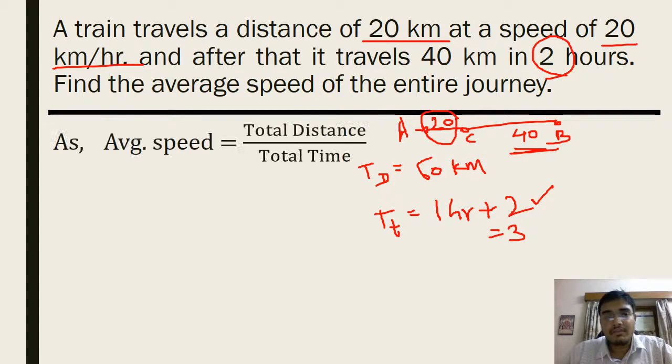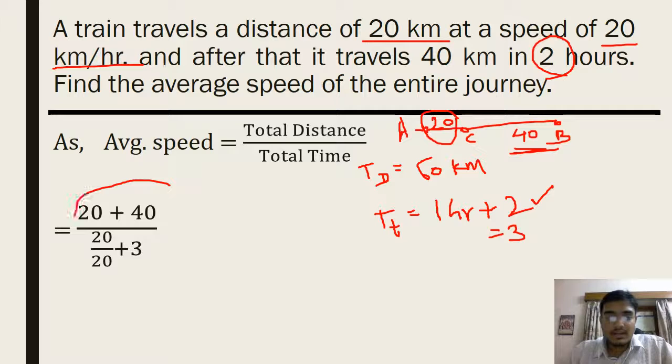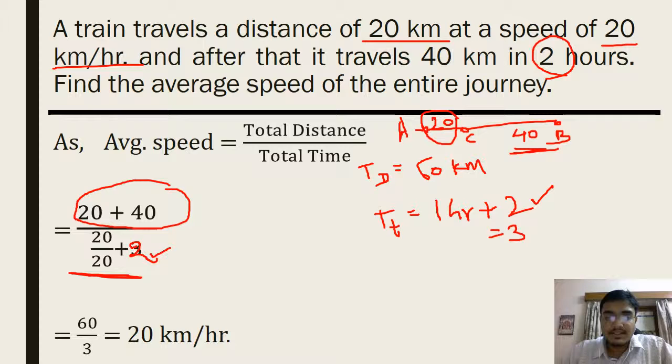So what you are required to do is, total distance is 60 and total time is 20 by 20 plus 2. Sorry, this should be plus 2. So our total time becomes 3, and 60 divided by 3 gives us 20 kilometers per hour.